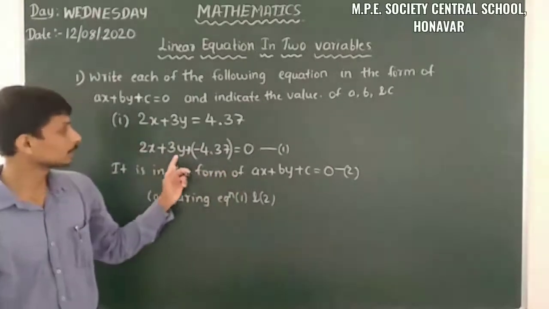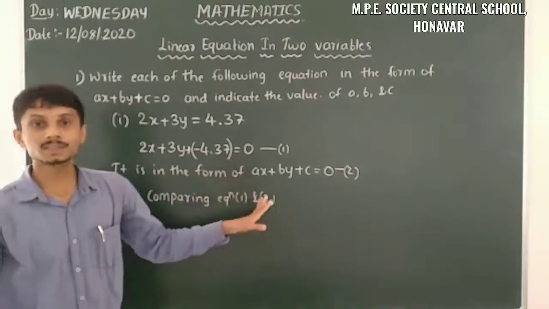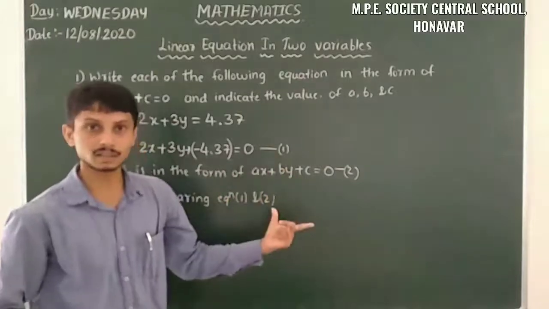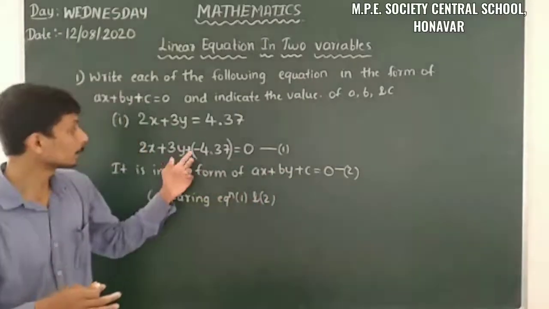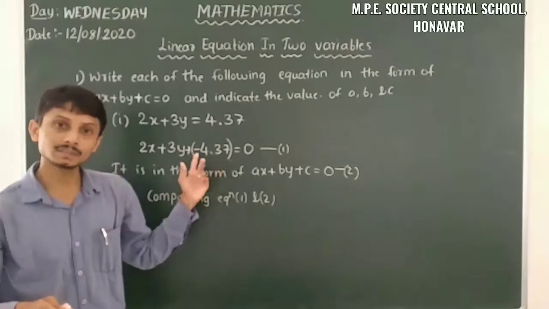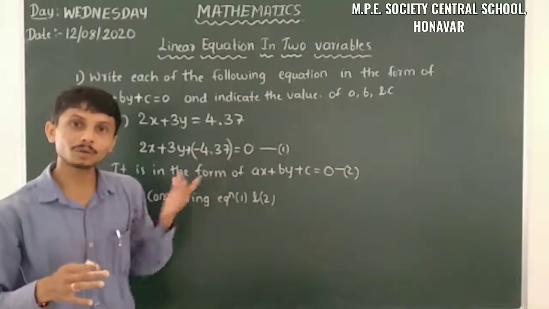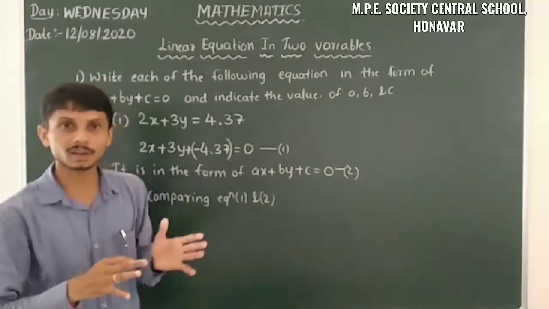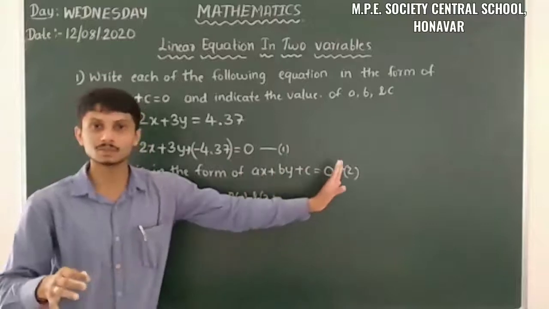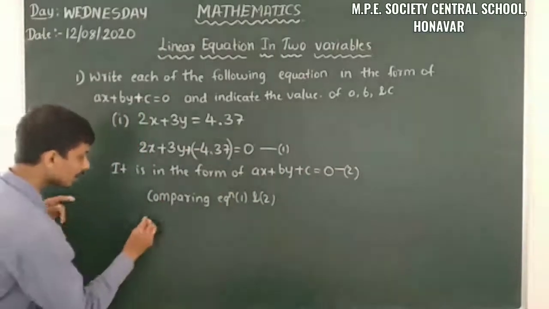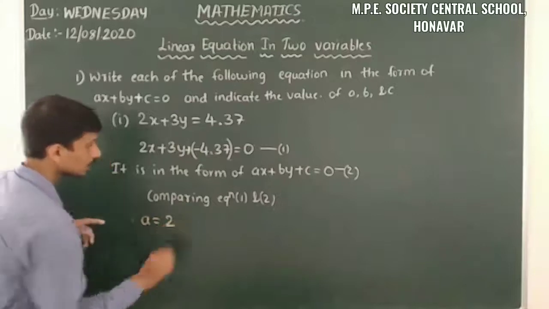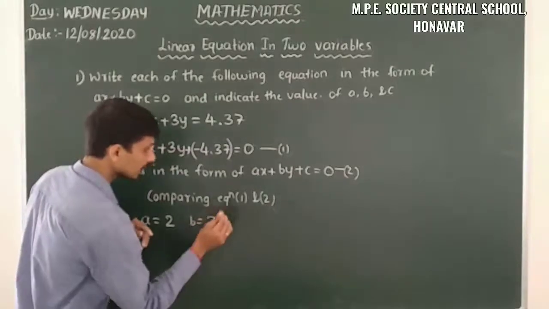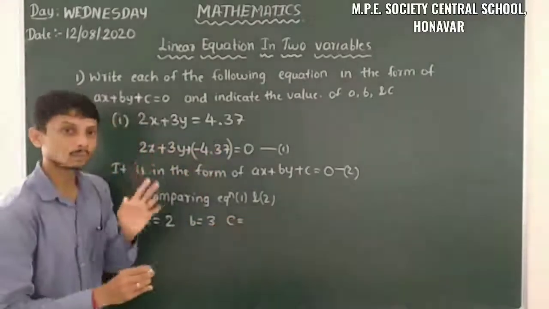So from this we have to change it into the form ax plus by plus c is equal to 0. That's why we must be aware of the sign here. If there is a minus, it is not a single term; there is a minus sign existing here when we compare with ax plus by plus c is equal to 0. So what is the value of a here? a is equal to 2. Then b is equal to 3, and c is equal to minus 4.37.